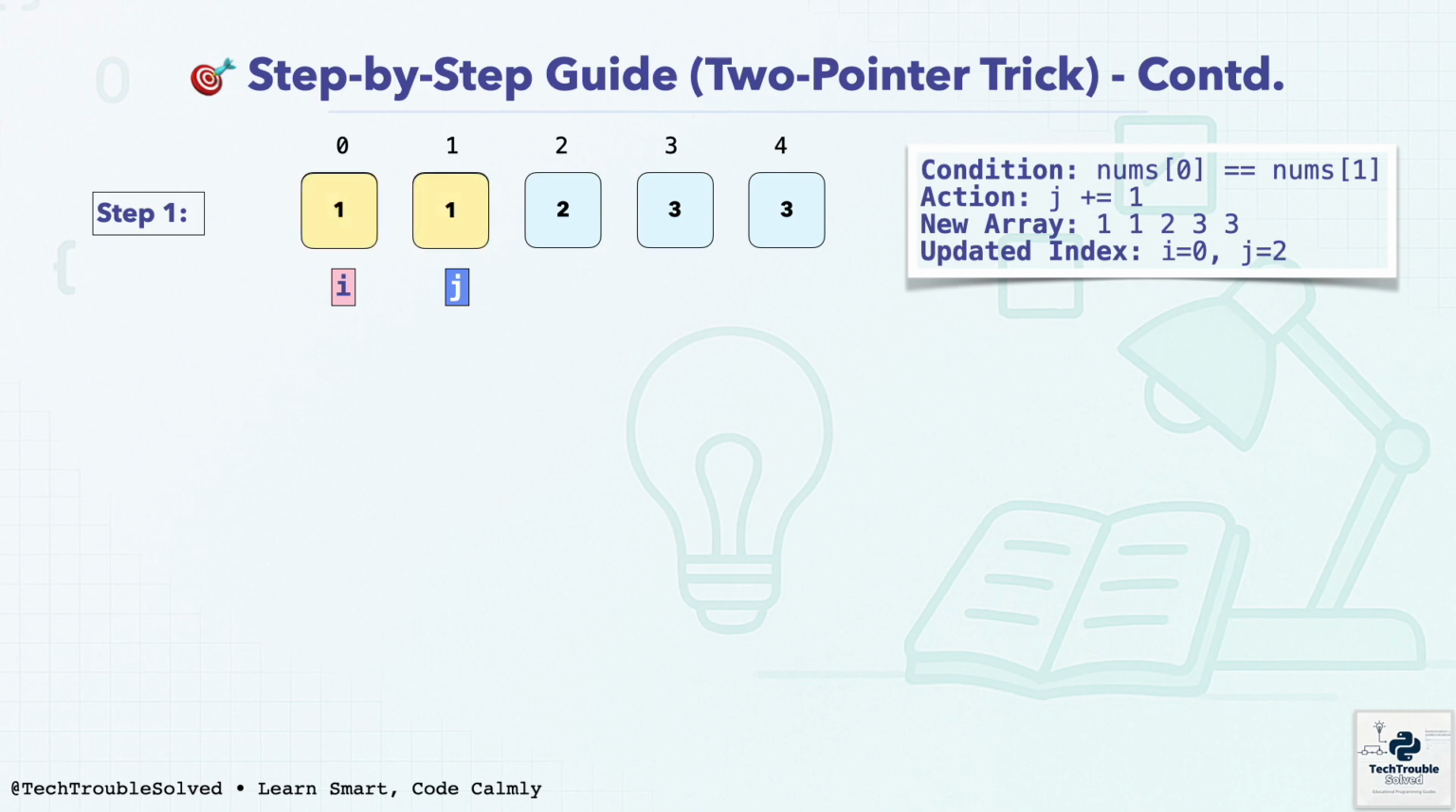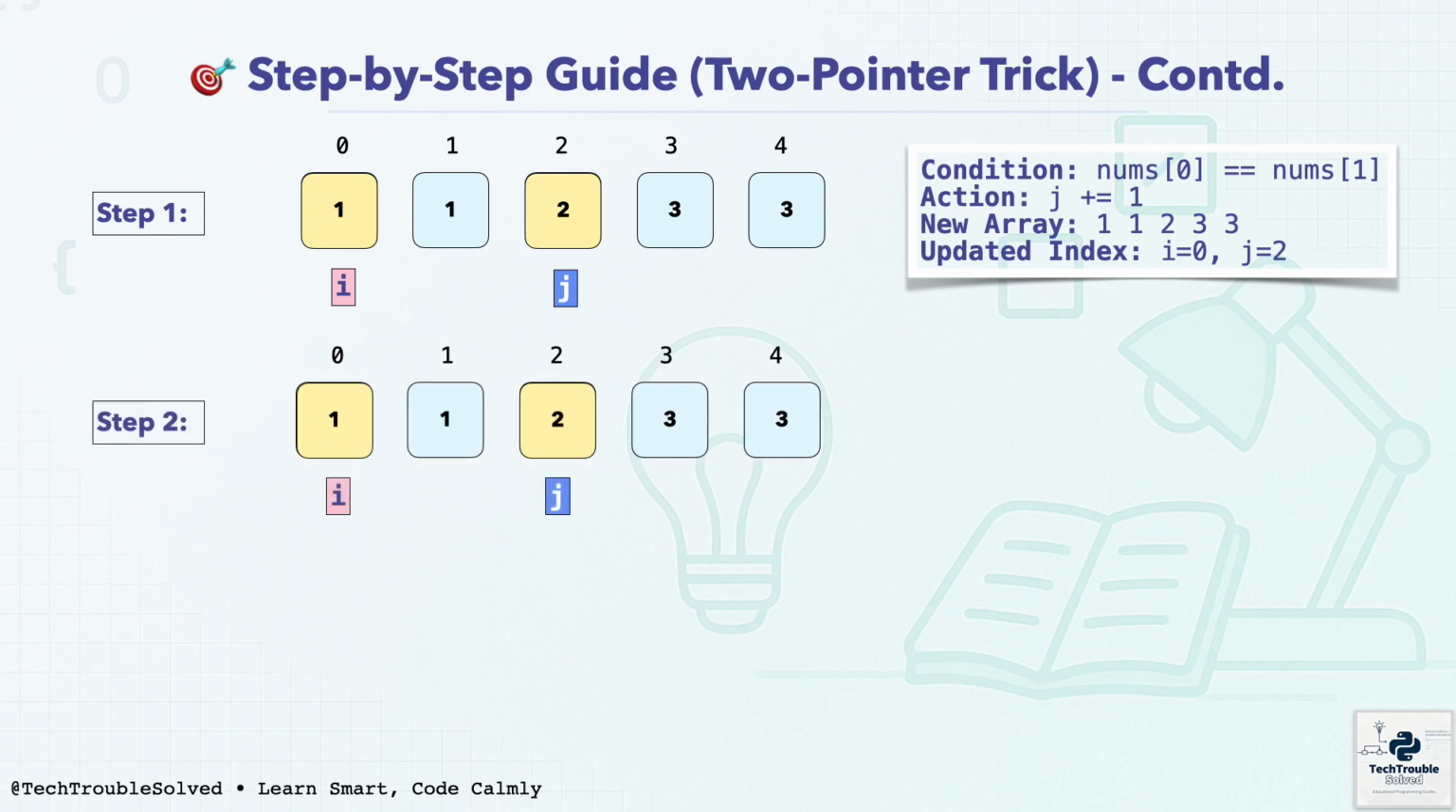Now we compare the values at i and j. nums[i] is 1 and nums[j] is also 1. Since both values are the same, this means we have found a duplicate. When we see a duplicate, we don't move i, we only move j forward. So now j moves one step forward and j is now at index 2, pointing to the value 2.